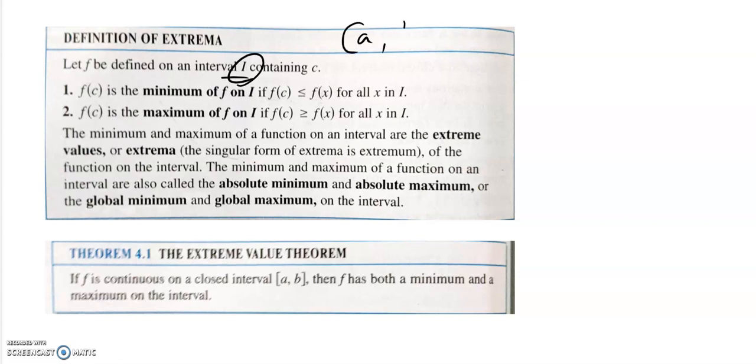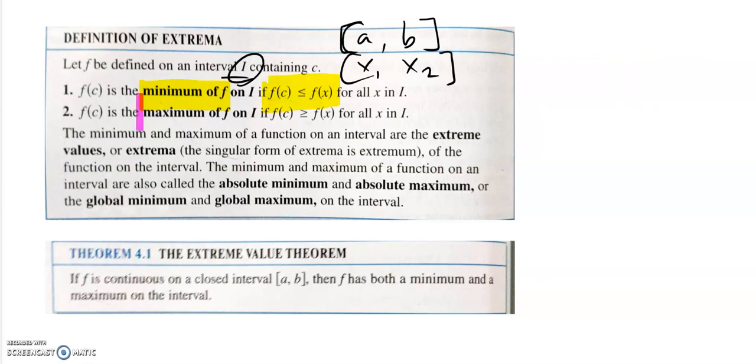Sometimes it's like this, where A and B, or x sub 1 and x sub 2, depending on what book you're using. So f of c is the minimum on that interval if f of c is less than or equal to f of x for all x. Meaning, if c represents the critical point and that value is lower than any other x value on that graph, it's the minimum.